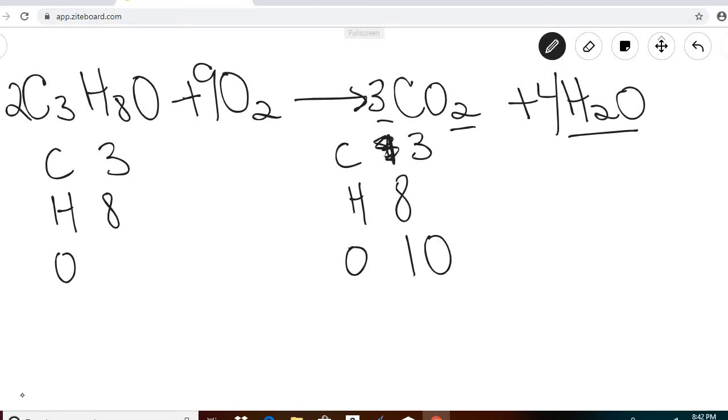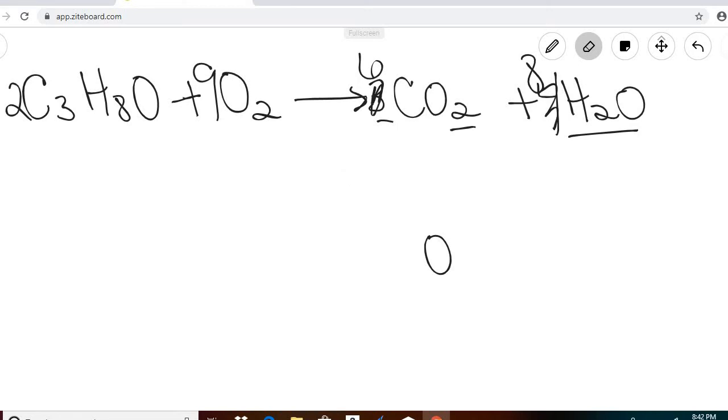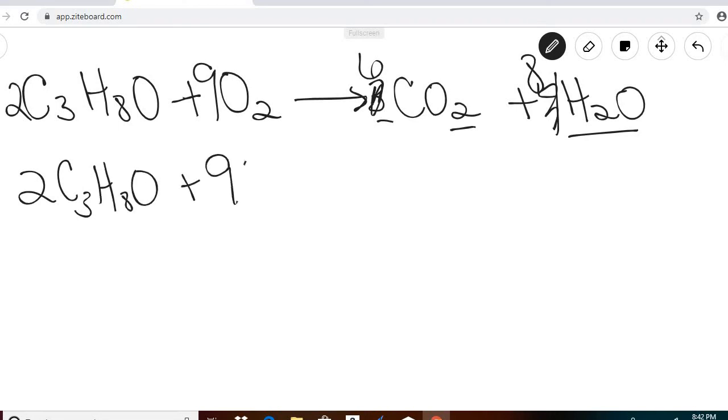And if we double that, then we also have to double everything else. So we're going to double this, and we will double this. And that should give us what we need then. So let me go ahead and write that out again. So let's look at our carbons. So it's going to be 2 C3H8O plus 9 oxygens will give us 6 carbon dioxides and 8 waters.